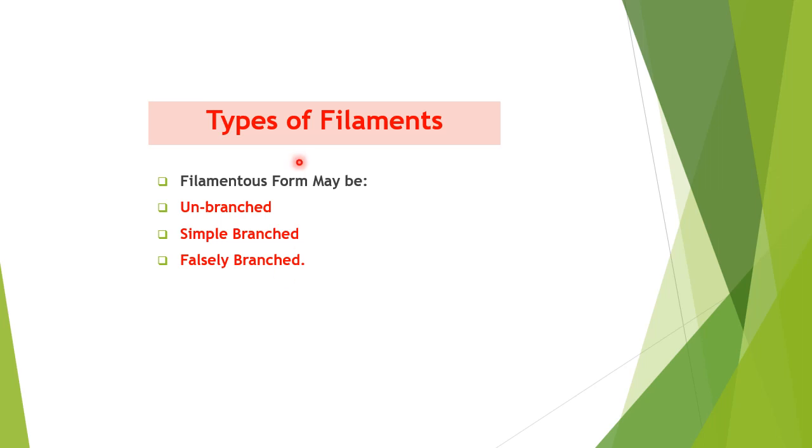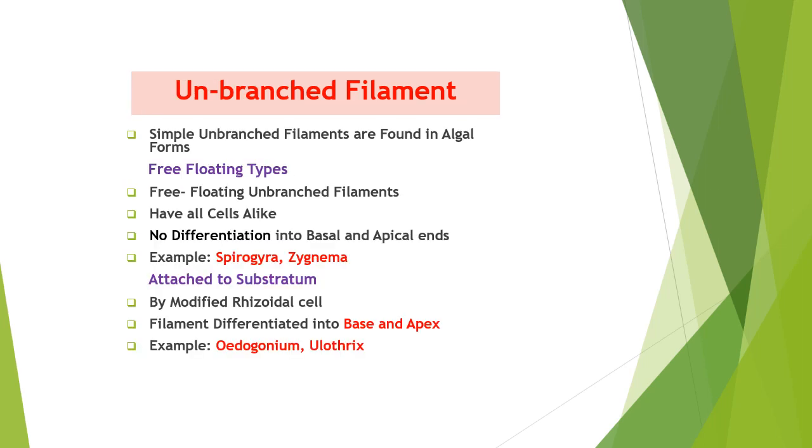So we have types of filaments. Filamentous form may be unbranched, simple branched, or falsely branched. Let us discuss them. Unbranched filament. Simple unbranched filaments are found in algal forms which are free floating. Free floating unbranched filaments have all cells alike, with no differentiation into basal and apical cells. So it appears as a filament.